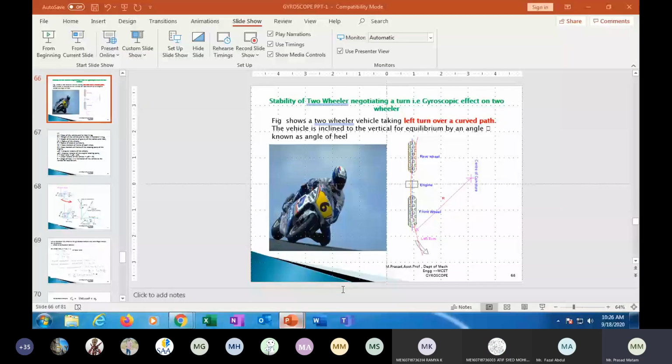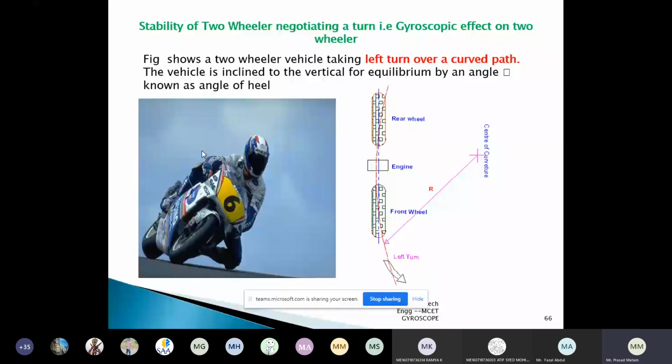Let us discuss the stability of a two-wheeler while negotiating a turn. That is, a two-wheeler taking a turn, which may be a left turn or a right turn. Now let us see the case for taking a left turn. You can see a two-wheeler inclined by an angle theta with respect to the vertical plane. Here the vehicle is inclined by an angle theta with respect to the vertical plane and it is taking a left turn, meaning the vehicle is tilting towards the clockwise direction.